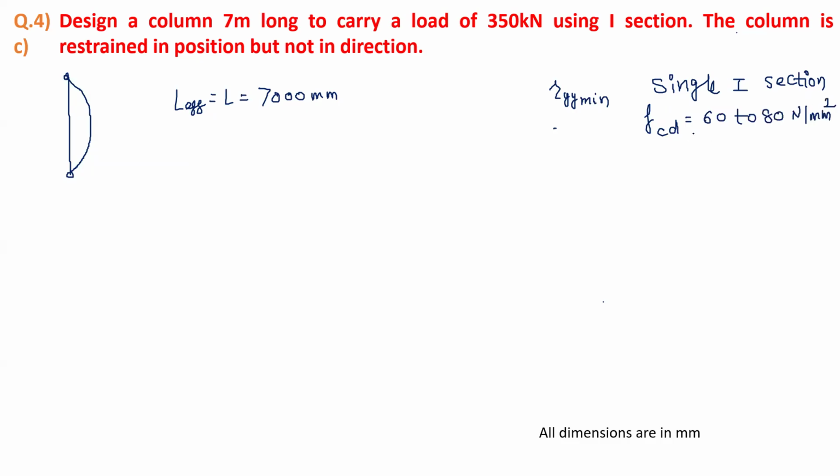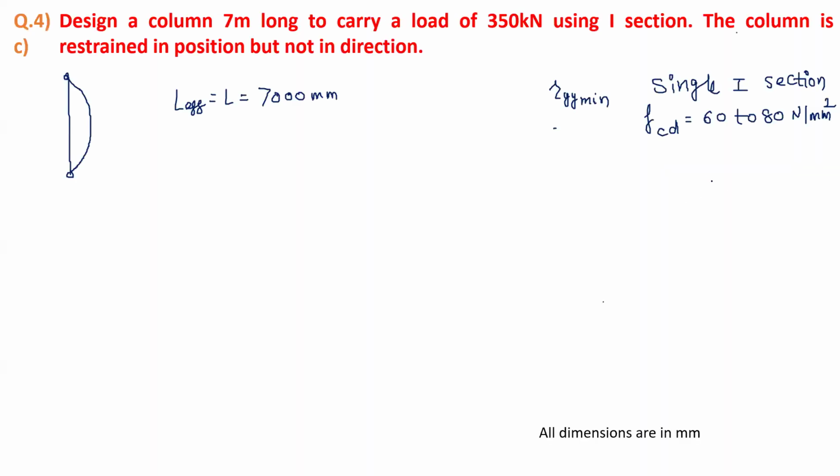Go with 60 only. So I section I have mentioned in the class, but if it is a built up section, is it single I section? So 110 to 140, that is for built up section. So now here we will go. So what value I have taken actually? I will check it just.